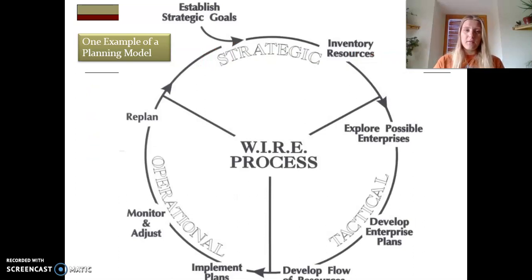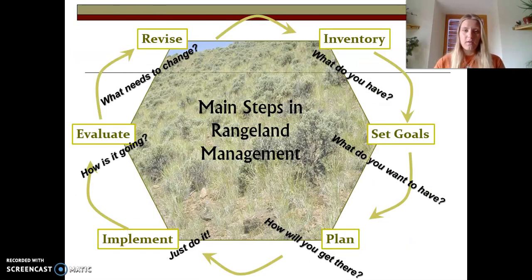Here's an example of a planning strategy. This is what we call a wire process. It's just going between strategic, tactical, and then operational parts of the process. It's a big circle that you work through and check off to see if everything is working. If something isn't working, you can come in, replan again, and start over and keep monitoring or remonitoring the situation that way.